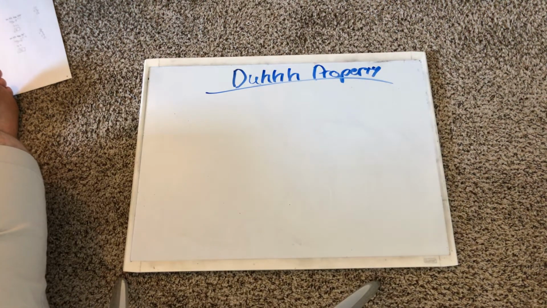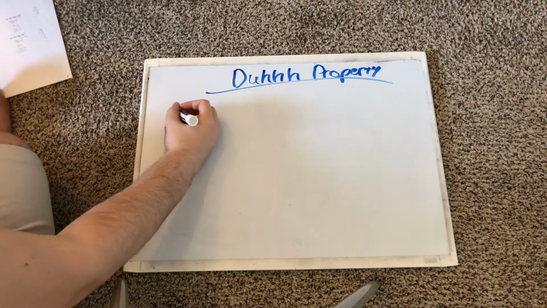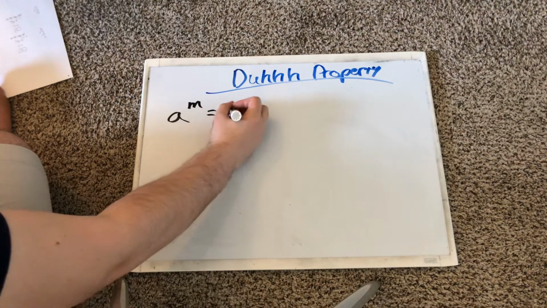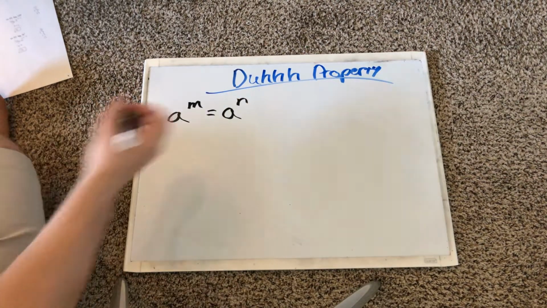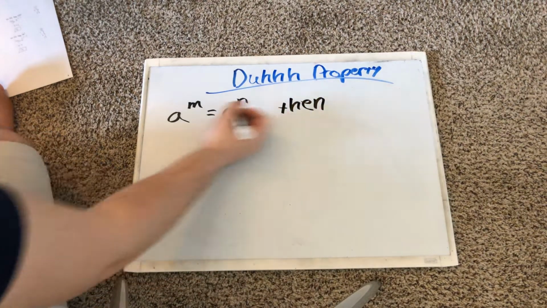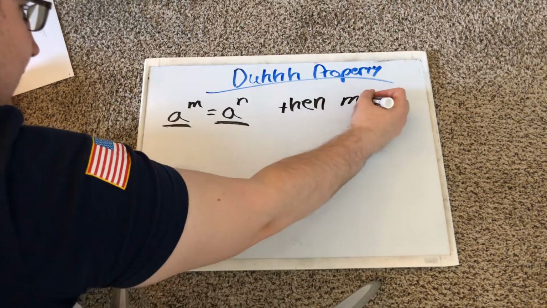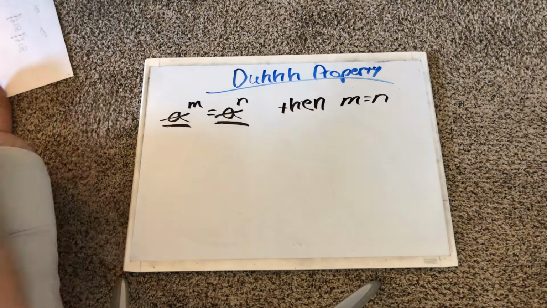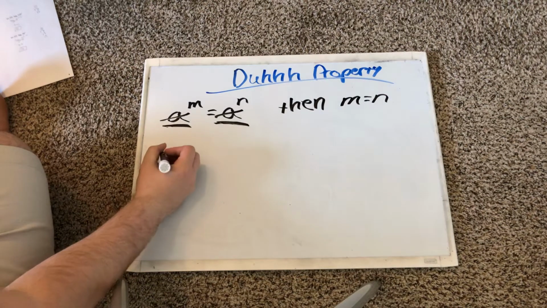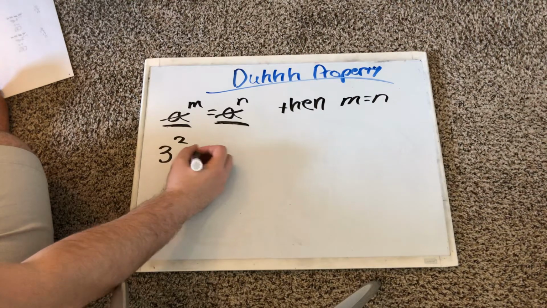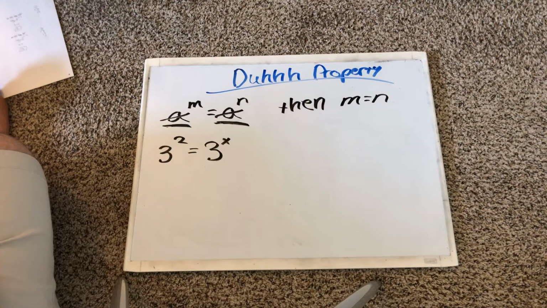And what this is, we have two things. If we have a raised to the m power is equal to a raised to the n power, then because these a's are exactly the same, m is equal to n. Duh, we can just cancel these out because they're exactly the same. So if I had 3 raised to the second power equals 3 raised to the x power, we know for sure, because these bases are the same, that 2 has to be equal to x.